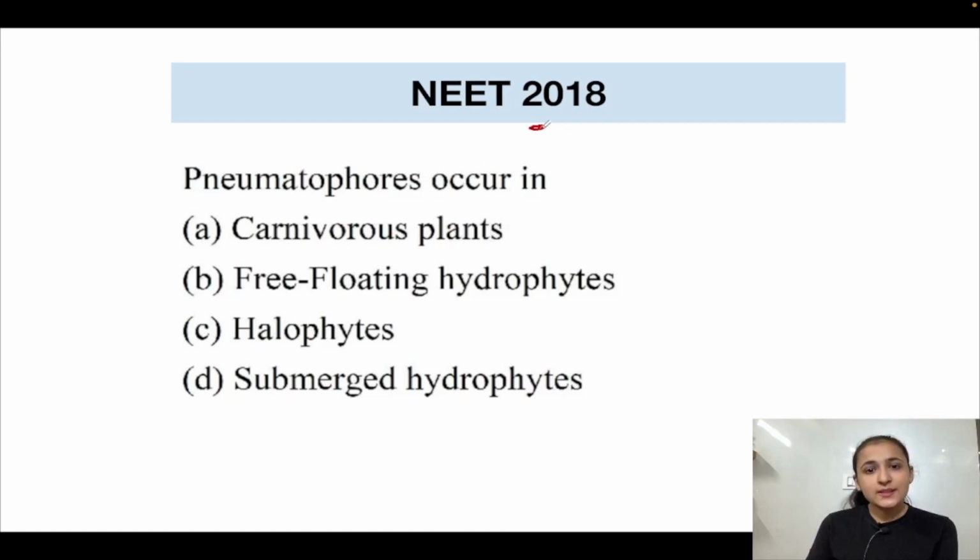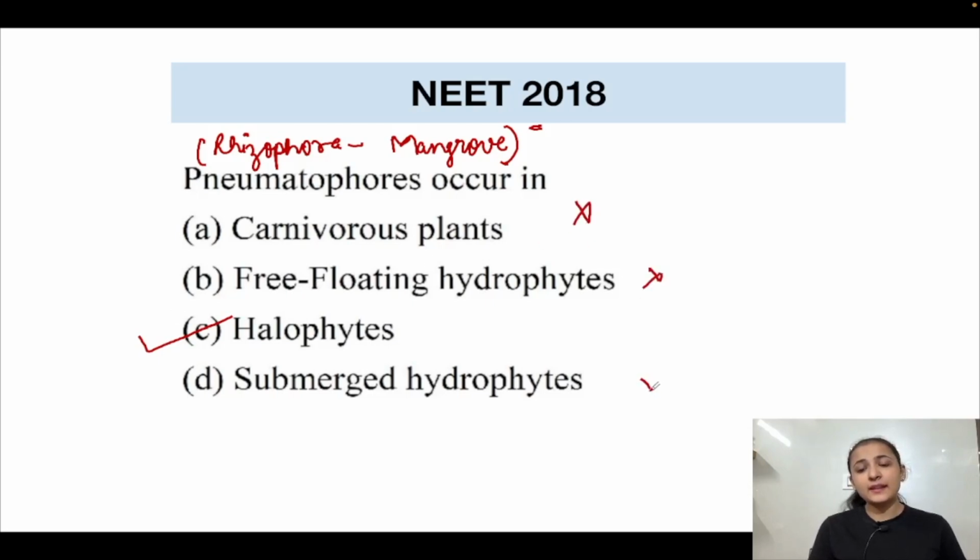This question is from NEET 2018. It is on pneumatophores. Pneumatophores occur in carnivorous plants, free-floating hydrophytes, halophytes, or submerged hydrophytes. So what is the correct answer here? We just studied that mangroves are seen growing in salty water, in swampy areas. So mangroves are halophytes, and halophytes are organisms which can survive in saline or salty conditions. So the correct answer would be option C. Pneumatophores are seen in Rhizophora, a genus of mangrove trees. Options A, B and D are incorrect.